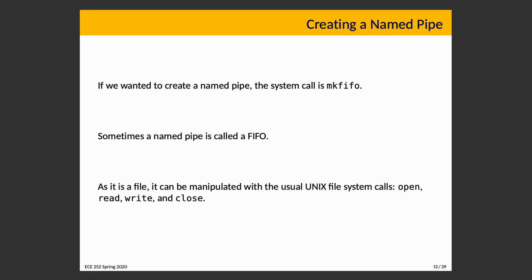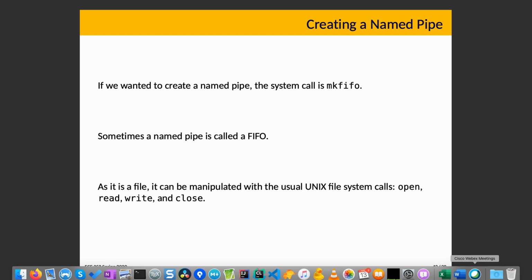The last thing I want to mention on the subject of the pipe is that you can create a named pipe using the system call mkfifo, that is first in, first out, because that's sometimes what a named pipe is referred to as. And you just treat it like a regular file. It is manipulated with the usual system calls, open, read, write, close. The difference is that when you write to a file, you're writing to persistent storage. When you are writing to a named pipe, it's just going into a memory buffer of some sort.